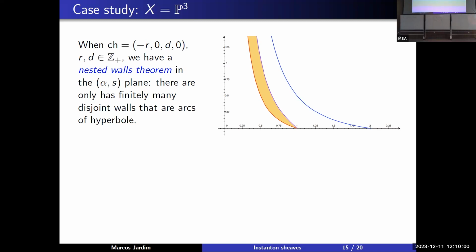Something related, in physics, I'm told this has something to do with phase transitions. Good. So what I mean by nested walls is that in principle the walls can intersect one another. Nested walls means a situation in which the walls do not intersect one another. So in this alpha S plane, we have these walls. The walls are arcs of hyperbole.